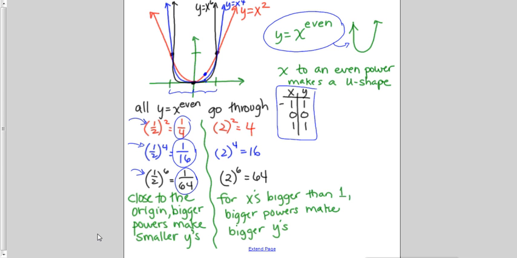When I look at numbers on the outsides, numbers bigger than 1 or smaller than -1, my graph is going to get steeper when my exponent's bigger. For example, if I take 2 squared, that's 4, but 2 to the 4th is 16, and 2 to the 6th is 64, and that's why the ends of my U are getting steeper and steeper.